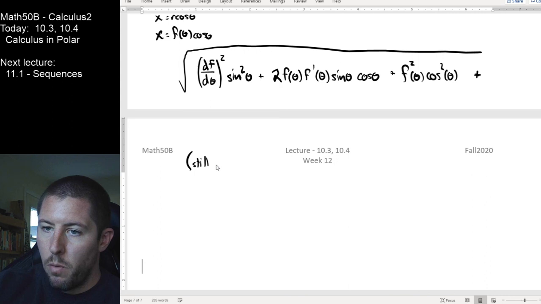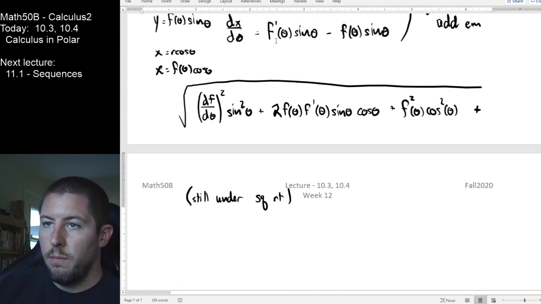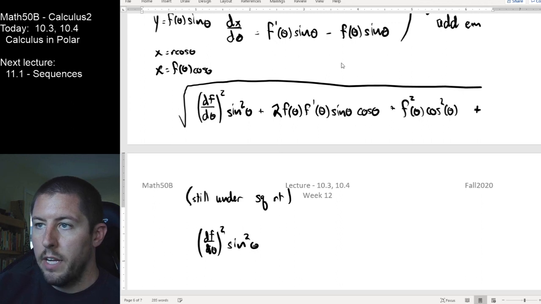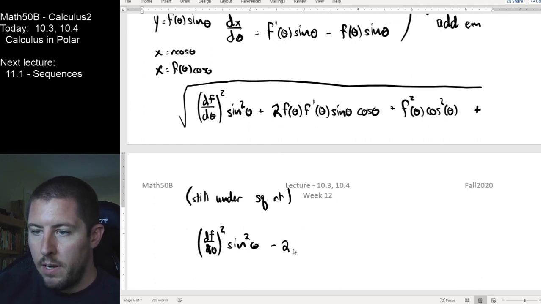Still under square root. Our second term squared. Our second term was our dx d theta. We're squaring this guy also. And so I'm going to get our df d theta squared sine squared of theta. We're going to get 2 copies of the product of both, but notice that when we got the minus sign from this product rule here, that means we're going to get a minus 2 f of theta, f prime of theta.